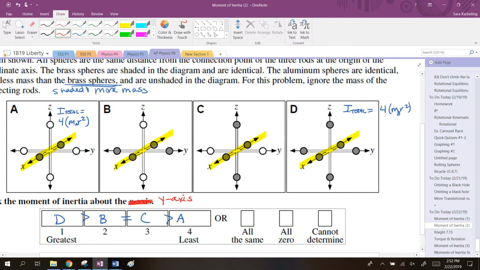Answer that question. So now instead of going about the x-axis, we're going to do the same for the y-axis. Same answer? Do you need to erase or no? I don't know. You figure it out.